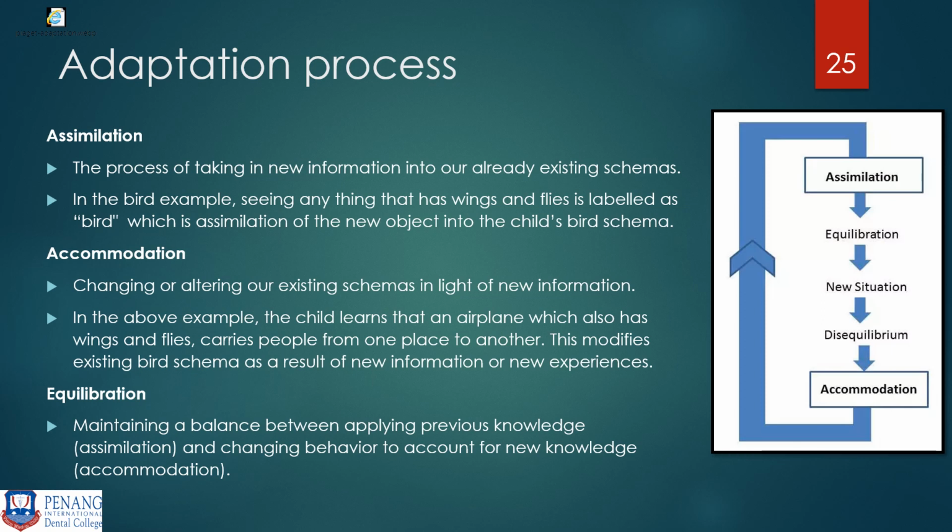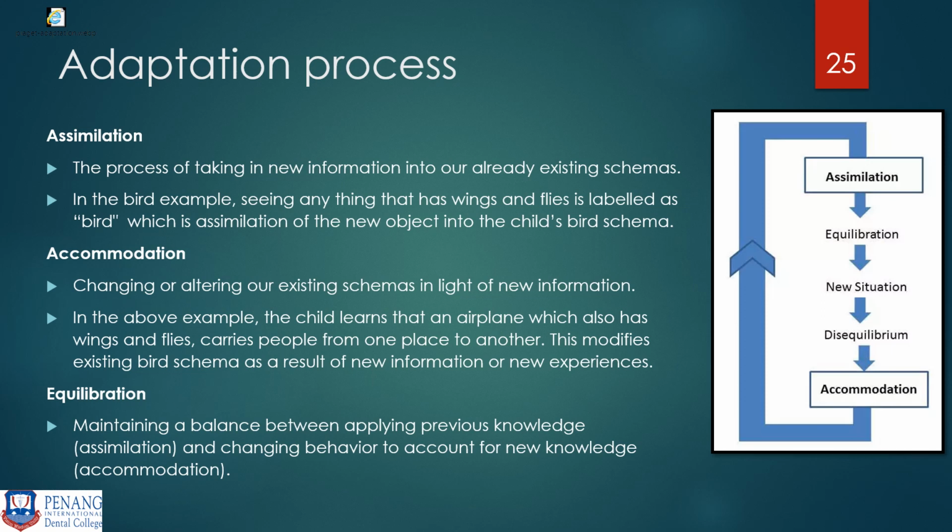So now, when he sees anything that has wings and flies, the child automatically labels it as a bird. So this is an assimilation of the new object into the child's bird schema. So anything that flies and has wings, he'll call it a bird. He will not be able to differentiate between an eagle and a parrot and a pigeon and a vulture. No, everything will be bird. Okay, so this is the schema of bird. So he will assimilate all the new objects into the schema of bird.